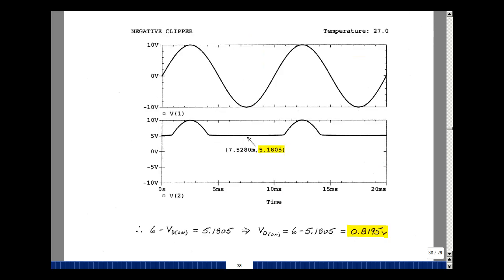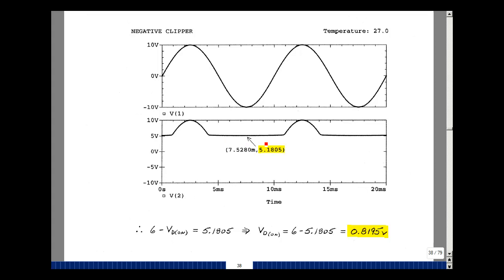Input's still a sine wave. Here's my output. I'm clipping off everything below my reference voltage minus VD on. I assumed it was 0.7, but let's use this number here to see what it is. So 6 volts minus VD on in this case is equal to 5.1805. If I solve for VD on, I get 0.8195. So our value of the diode drop depends on the value of the saturation current and how much current's flowing through it. Here we've got a little larger battery and some more current's flowing. I'm getting a bigger drop across the diode when the diode's conducting, which is going on here.